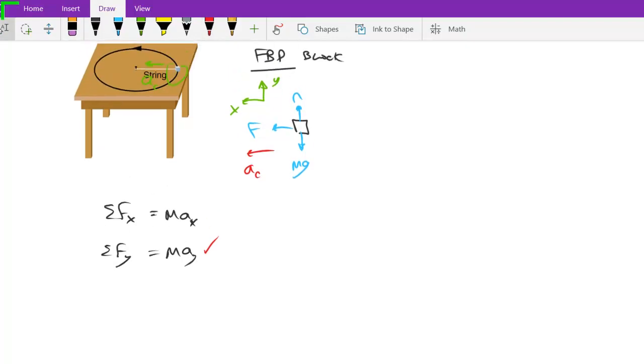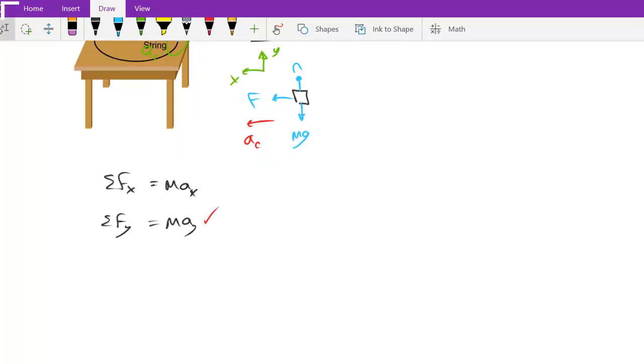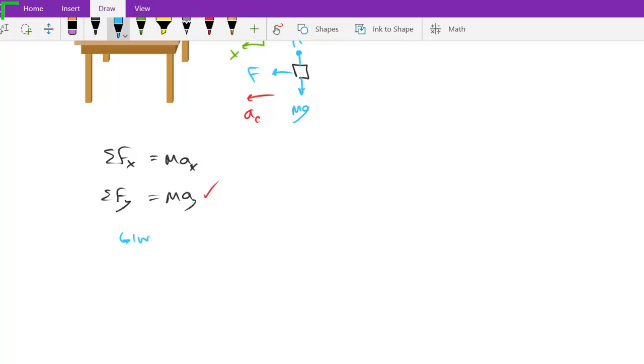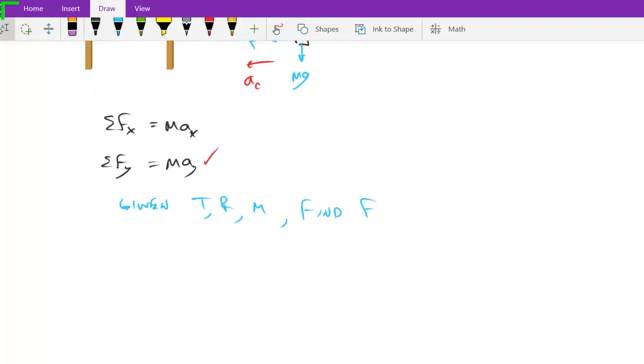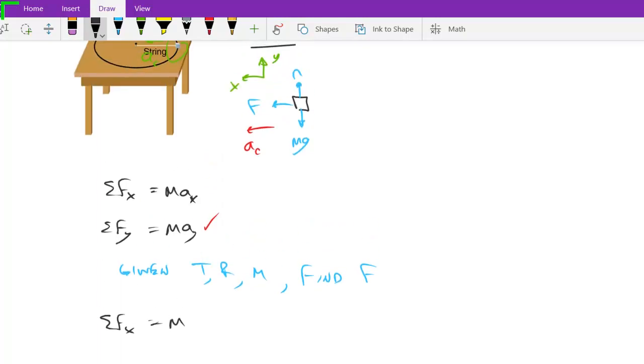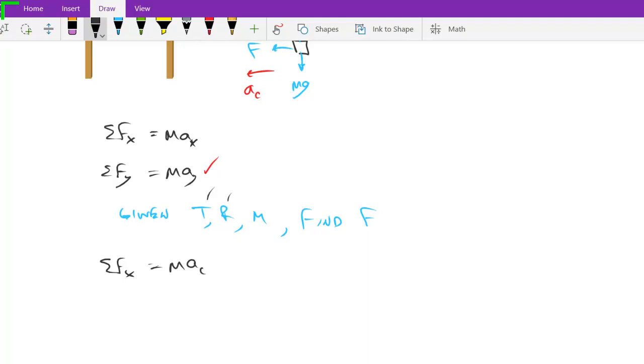And so let's just say that I was given a speed. I don't know, let's say we're given a period, and we're given a radius, and we're given a mass, and we can find this force. Then we'll simply sum our forces in the x direction. It will be mass times acceleration in the x direction, but it's a very particular acceleration. I don't need to tell you the acceleration. Instead, I can give you the period and the radius, because this is the centripetal acceleration.